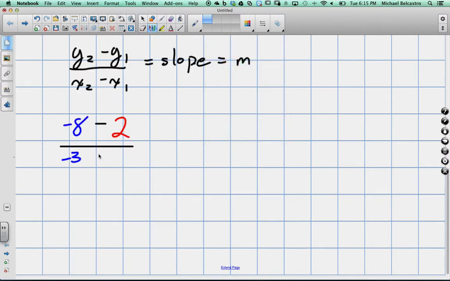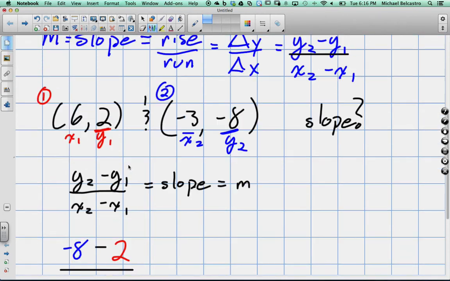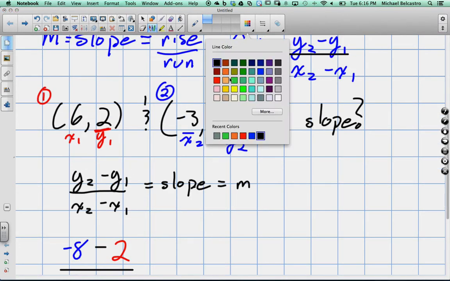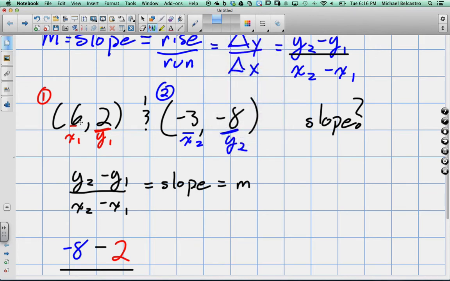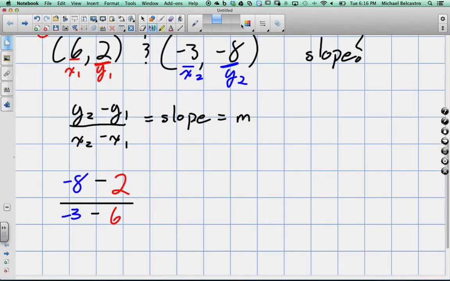Subtract. Let's scroll up. What was our x1? Our x1 was 6. Does it make sense how I've put the numbers out here? We'll work the rest in black. I'm going to say m, that's what slope is. So I took the coordinates and plugged them into this formula.